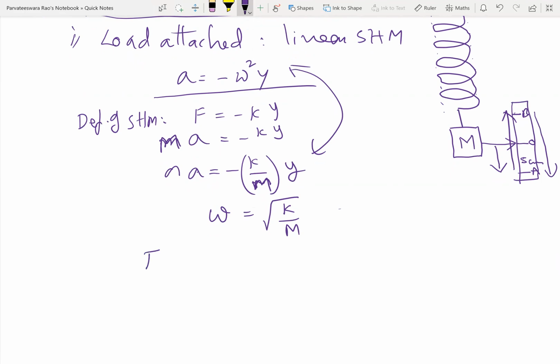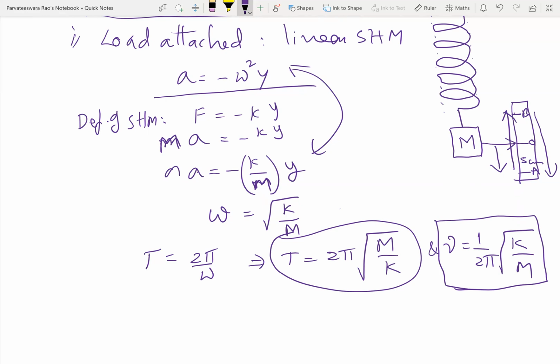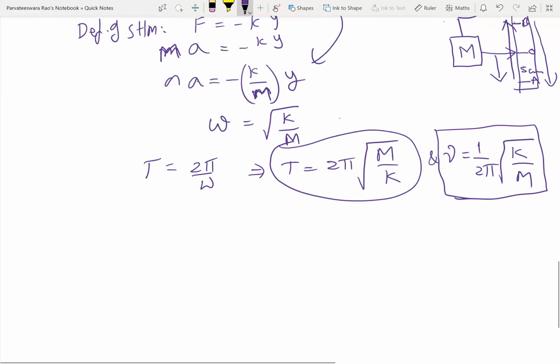Therefore, time period is equal to 2 pi by omega, so 2 pi root of m by k. And frequency is the reciprocal of time period. So it is 1 by 2 pi into root of k by m. So this is another simple harmonic oscillator.